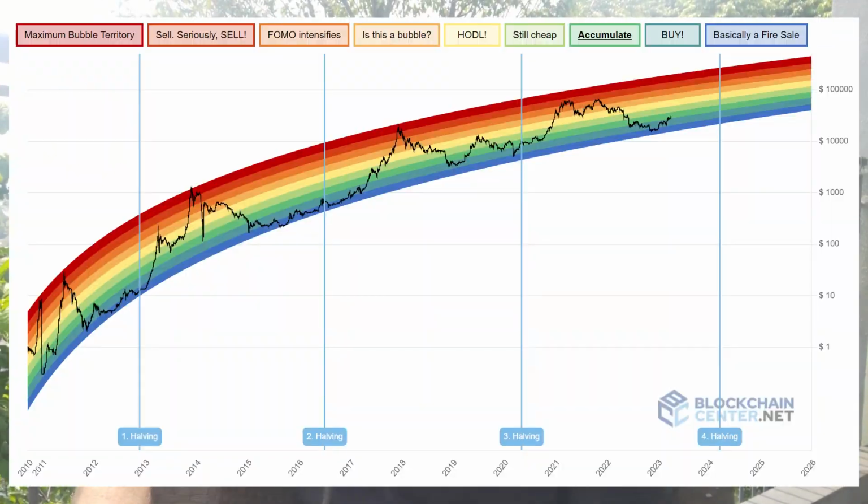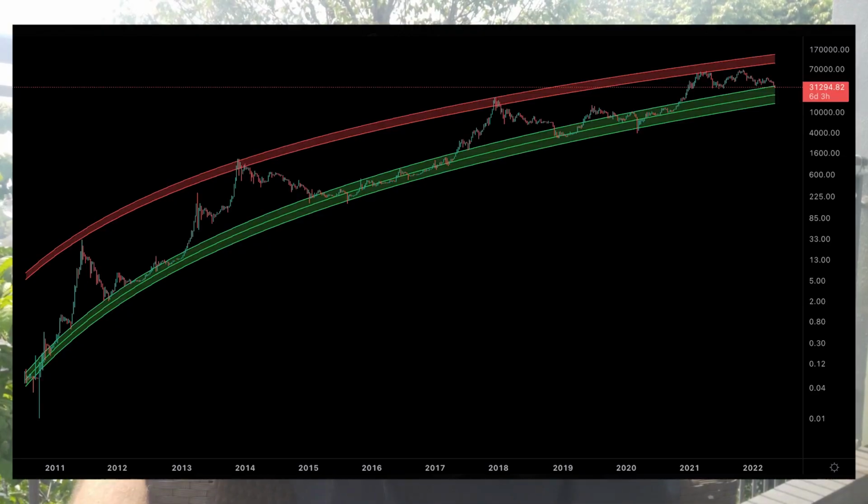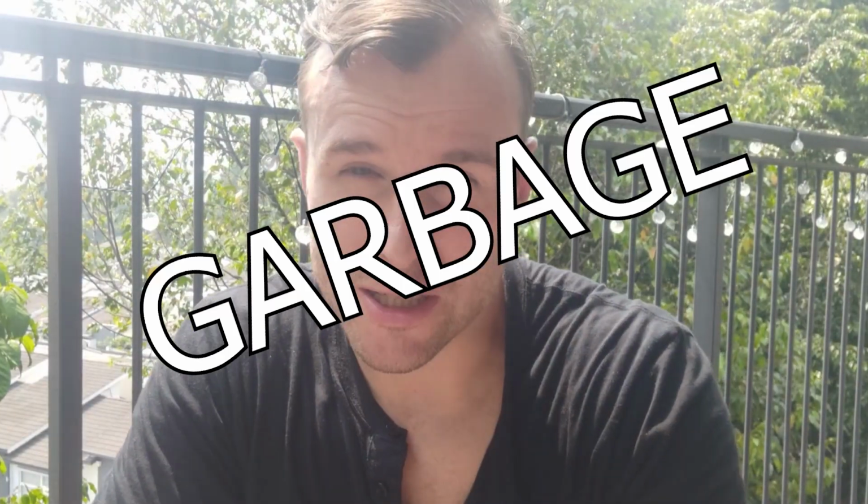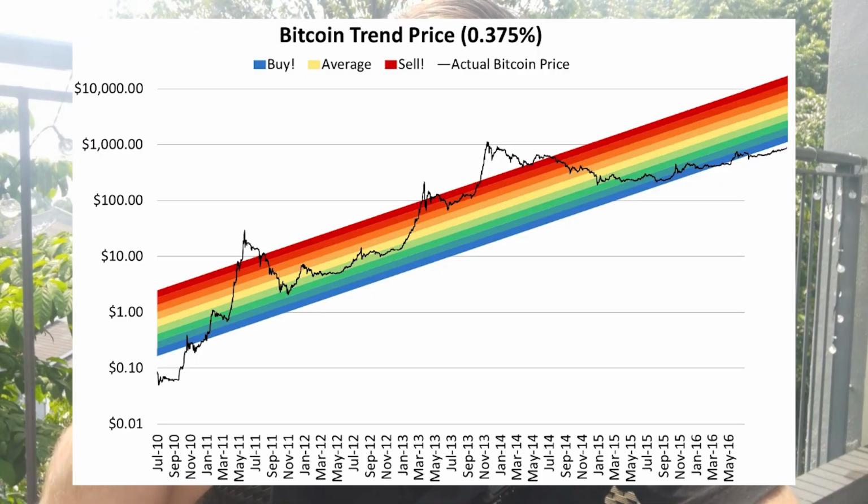Charts like this or like this, they are complete garbage. They are useless. They are useless because they have been retrofitted in the past and they failed all the time. They failed all the time in the past, and so they had been adjusted, right?